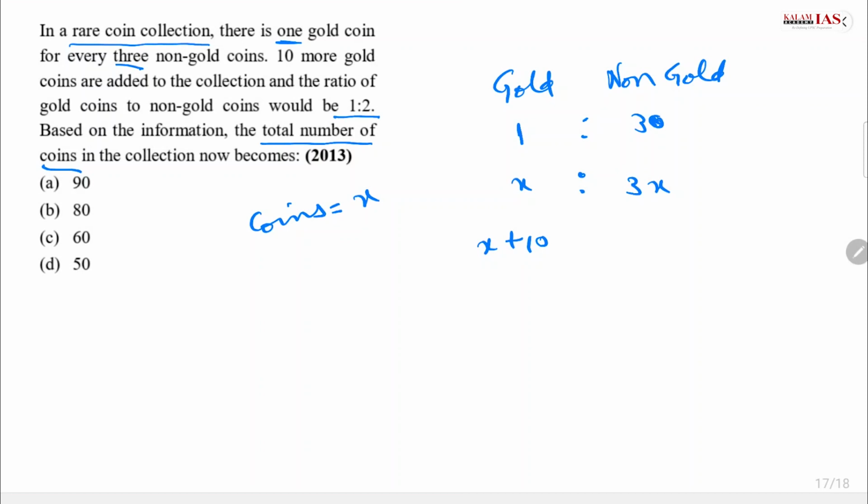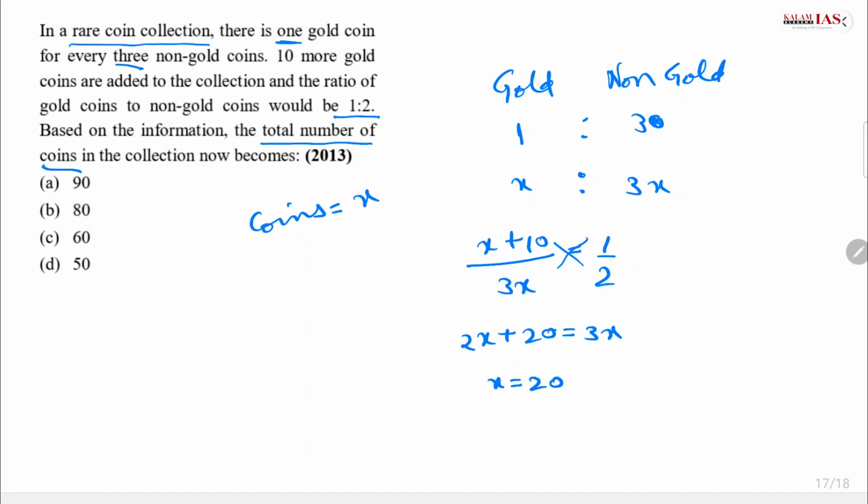And the ratio of gold coins to non-gold coins would be 1:2. That means (x plus 10) divided by 3x, because no non-gold coin is added, only gold coins are added, equals 1:2. Now we have to find the total number of coins in the collection. Now let's solve this equation. It is 2x plus 20 equals 3x. We are simply cross multiplying. On solving this, we get x equal to 20.